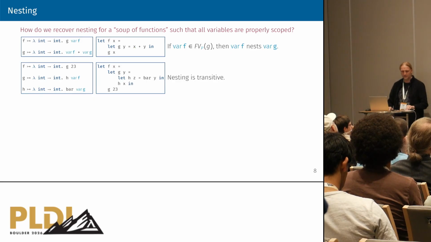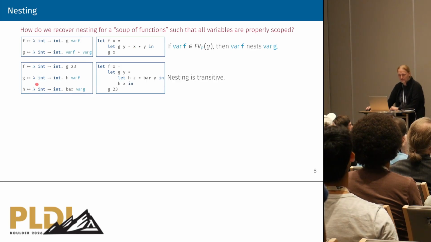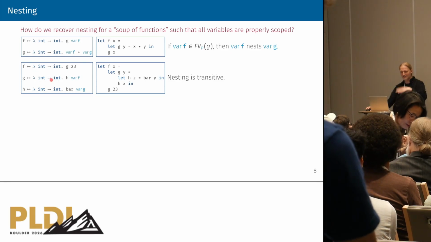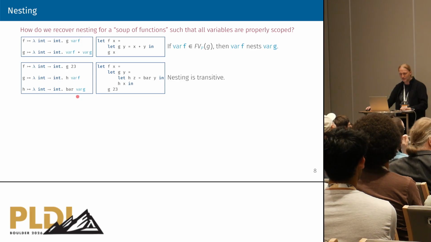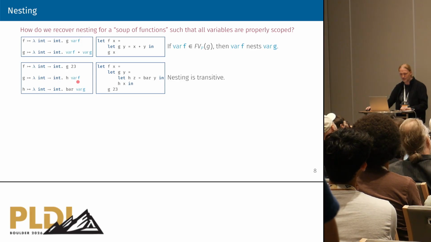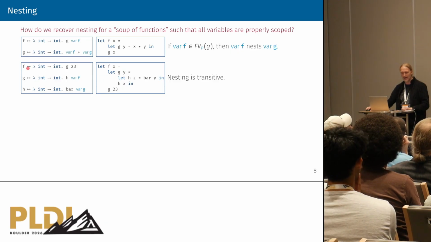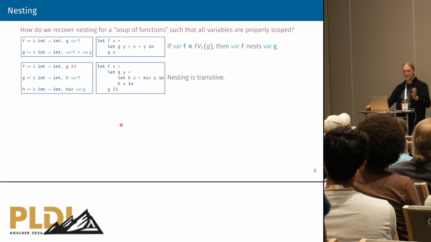Nesting is transitive. So for example, here we have this function g that uses the variable of f. So f nests g, but h uses this variable g that g introduces, so g nests h. So this also means that f nests h, so nesting is transitive.